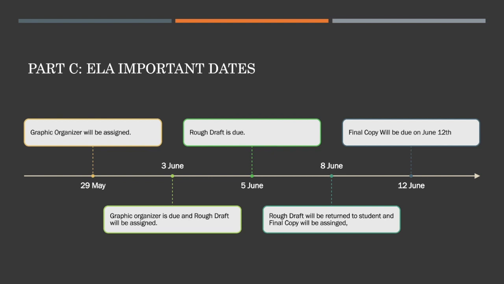Okay? June 8th, the rough draft will be returned to students. Okay? No matter what. If you turned it in on the 5th, you're going to get it back by the 8th. And students' final copy will be assigned. The final copy will be due on June 12th. Okay? That's it. Shabam. ELA's done. You turned in your final project.